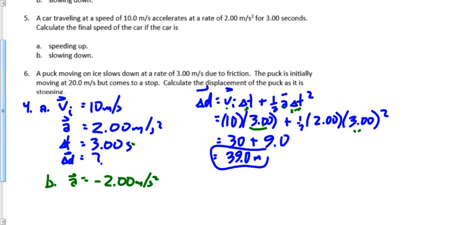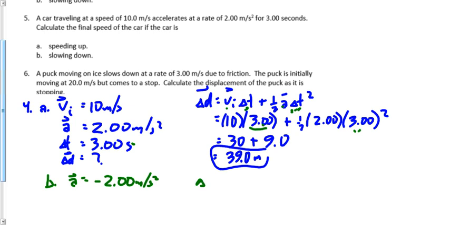If we have the same variables, the same equation is going to work, but we're going to get a different answer. If we're moving at a certain speed and we speed up, we're going to move a different distance than if we move at a certain speed and then slow down. We're going to go further when we're speeding up, right? We should expect to get a number that's smaller than 39 meters for B because we're slowing down. Not going to go as far.